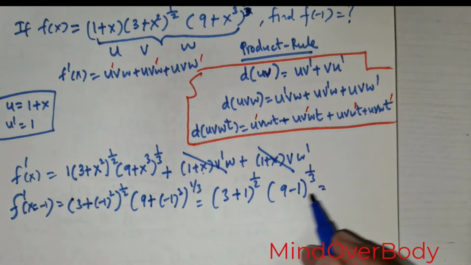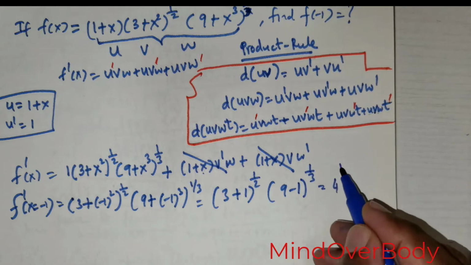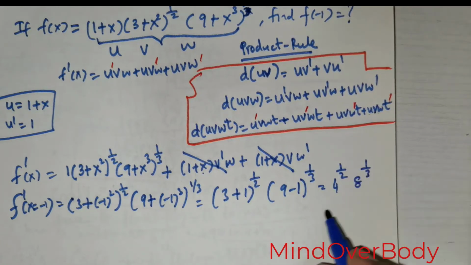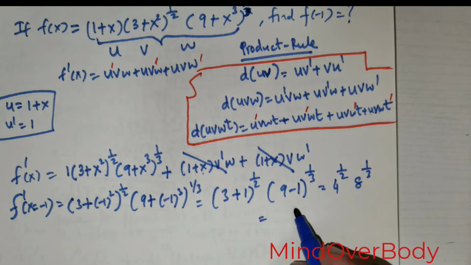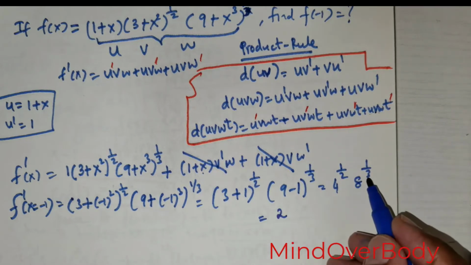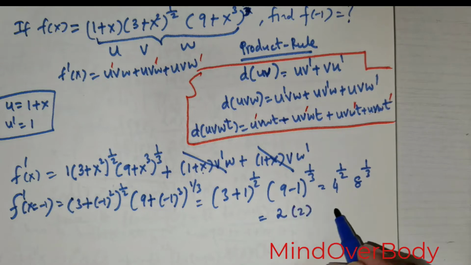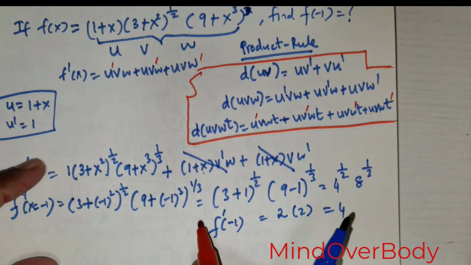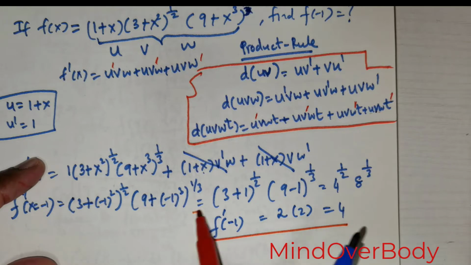Now 3 positive 1, that's 4, 4 is raised to the power of 1 over 2, 9 negative 1, that's 8, 8 is raised to the power of 1 over 3. Now 4 raised to the power of 1 over 2 would give me 2, 8 raised to the power of 1 over 3 would also give me 2. 2 times 2 is equal to 4. And what is that? This is f dash of negative 1. So this is a good place for us to draw the line.